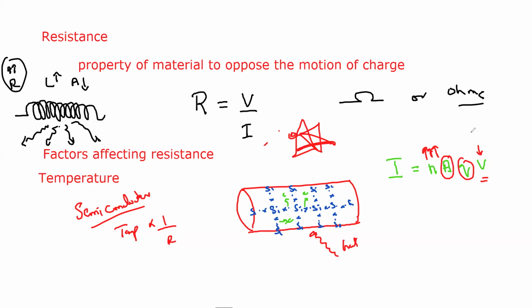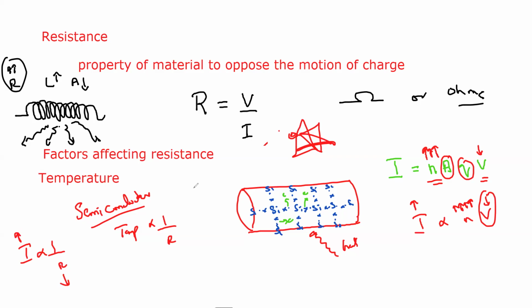So what happens when the temperature is increased? The number of charge carriers will increase and the drift velocity will decrease. But the increase in the number of charge carriers is much higher compared to the decrease in the drift velocity. So overall, the current will increase. The relation between the current and resistance is inverse, so if the current is increasing, the resistance is decreasing.